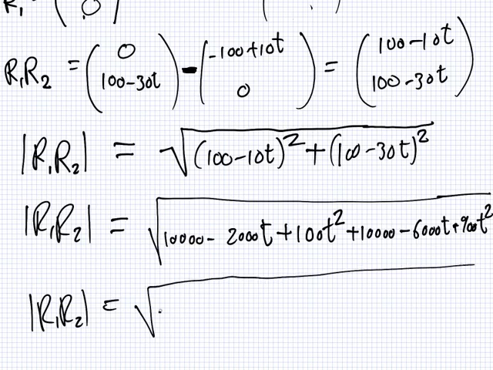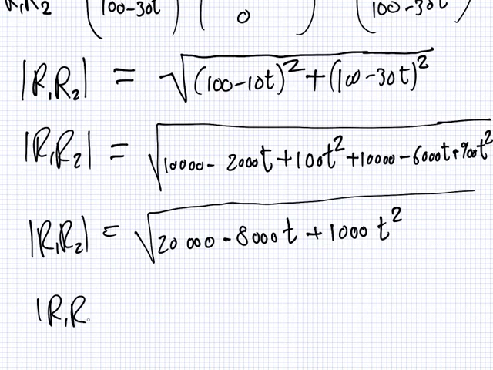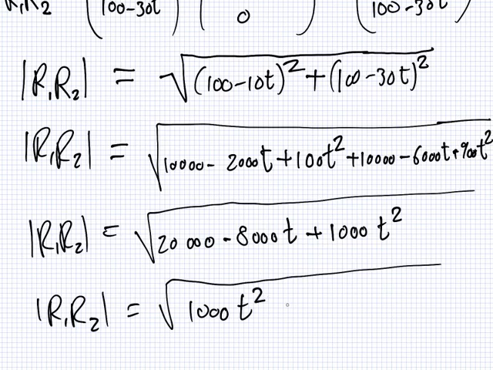Right, so the next part here would be plus 10000 minus 6000t plus 900t squared. Let me clean that up. So the magnitude of R1, R2 would be the square root of 20,000 minus 8,000t plus 1,000t squared. Actually, I should write it properly: 1,000t squared minus 8,000t plus 20,000.